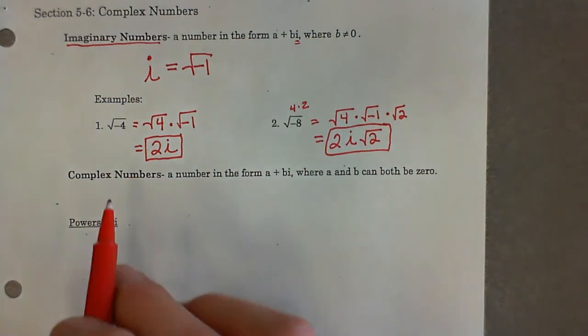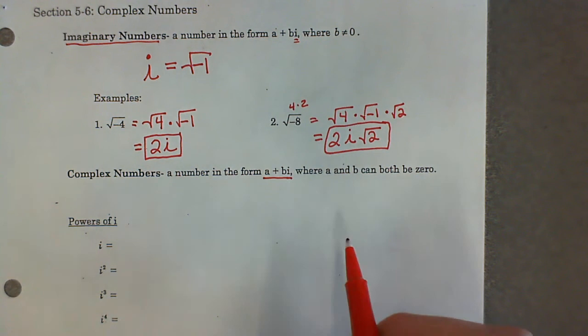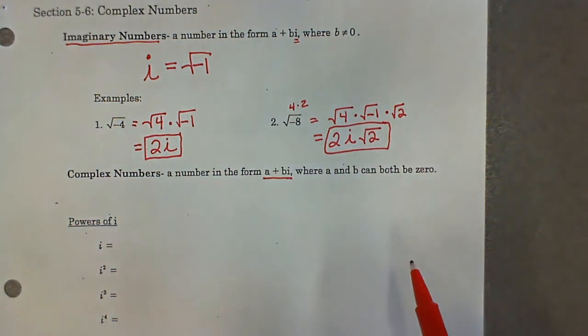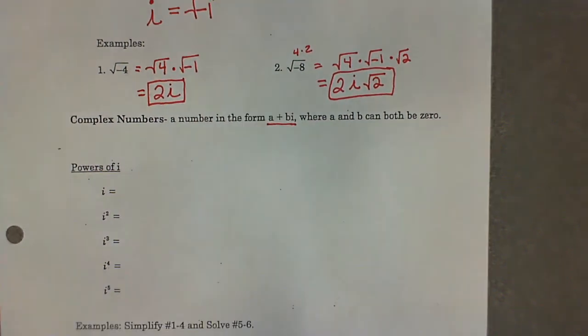Okay? So complex numbers will be any number in the form of a plus bi. So you have to have an i in your final result in order to have an imaginary or complex answer. In the next section, we're going to look at the powers of i.